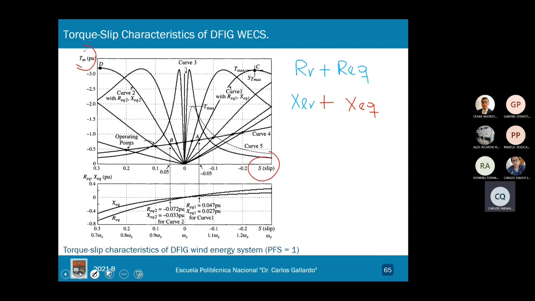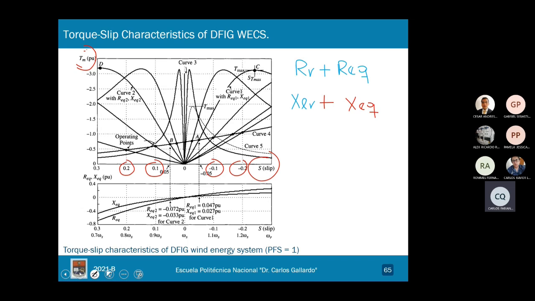Okay, so this figure shows a set of typical torque slip curves of the doubly fed induction generator operating. I will have the subsynchronous, supersynchronous, and subsynchronous modes of operation. So I will have a lot of operating points, taking into account the slip. In this case it is positive, in this case it is negative.